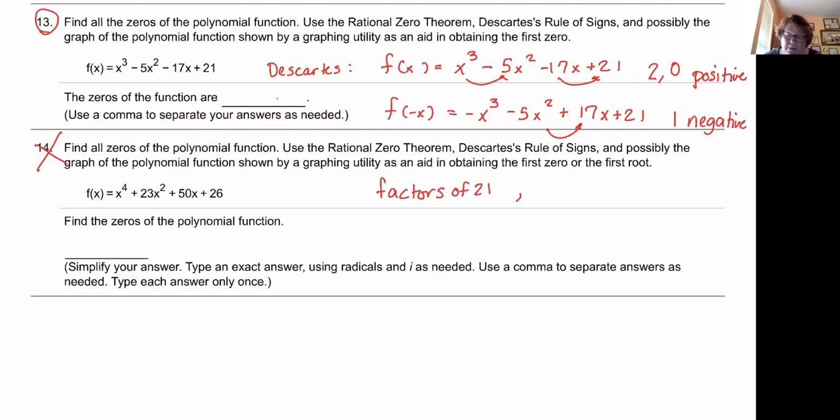Well, that would be what? Plus or minus 1, plus or minus 3, plus or minus 7, and plus or minus 21. So I would venture to say that one of my zeros is either 1 or negative 1, 3 or negative 3, 7 or negative 7, or 21 or negative 21.